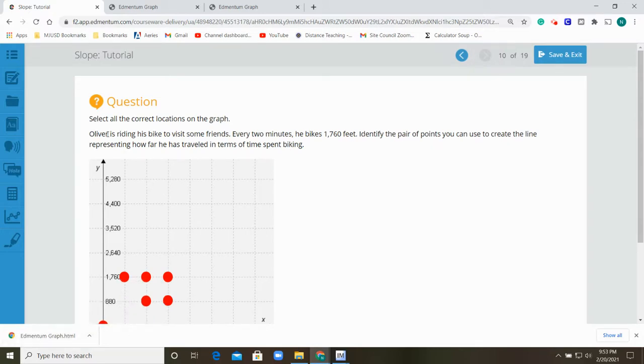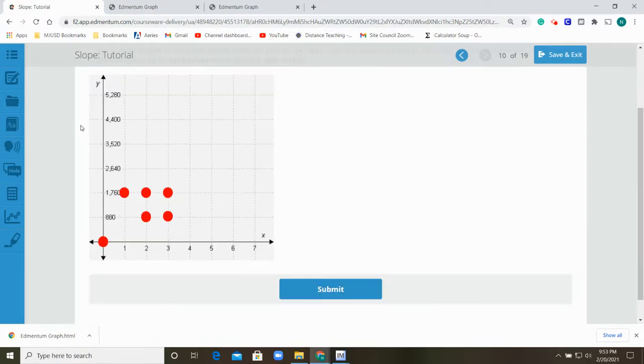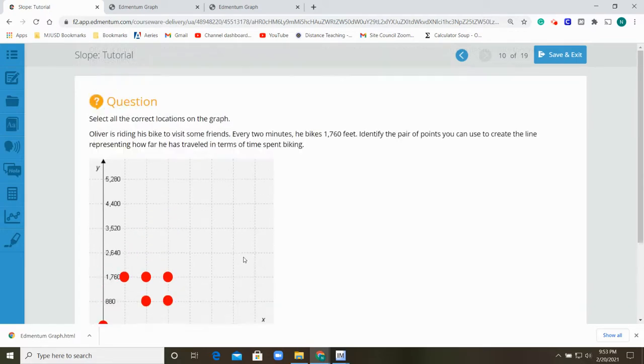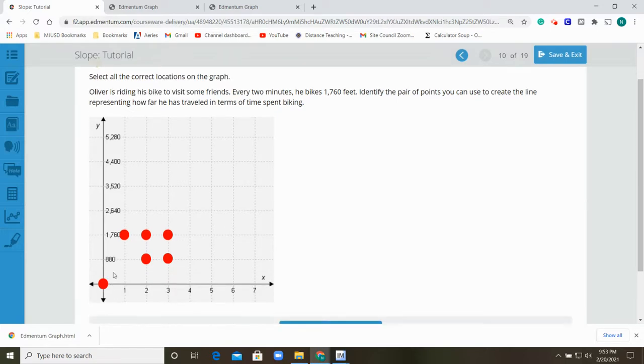So this part here wants you to select the correct locations on the graph. Oliver is riding his bike to visit some friends. Every 2 minutes, so does this look like 2 minutes or does this look like 2 minutes? All right, so every 2 minutes he bikes 1,760 feet. So notice that the second increment here is 1,760.